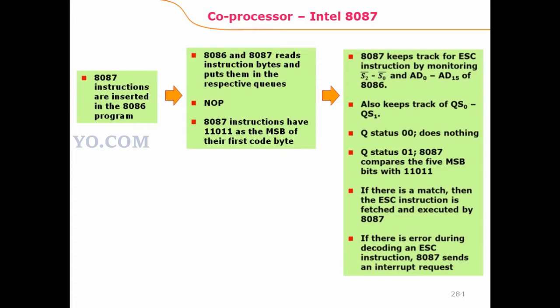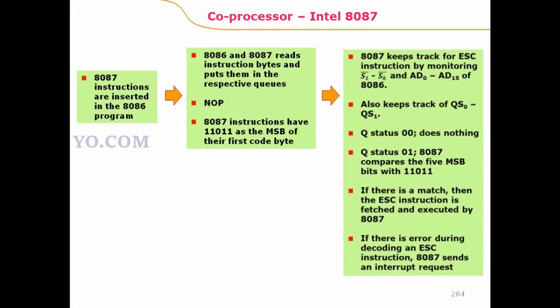This is the coprocessor process status. Initially the coprocessor has separate instructions, and those instructions are combined with the 8086 program. Then after reading the program, the instructions are loaded into their respective queues.